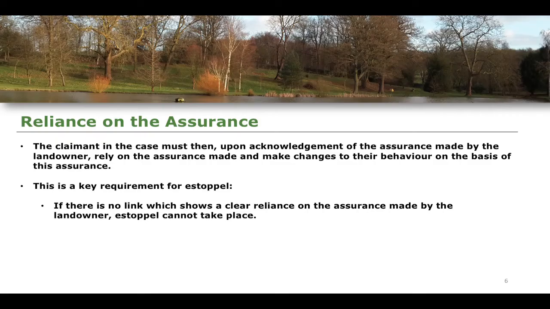If there is no link which shows a clear reliance on the assurance made by the landowner, then estoppel cannot take place. Because as a result of that, it is not the assurance that causes any kind of detriment, it would be another factor that causes the detriment instead. So it is very, very important that not only is there an assurance, but on the basis of that assurance, the claimant changes their behaviour in a way that causes them to detriment in some kind of way, if that assurance was to be revoked.